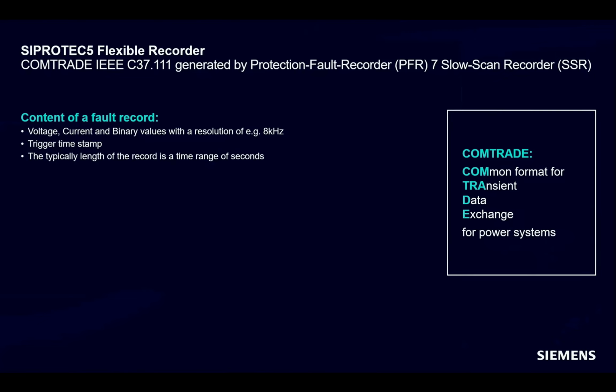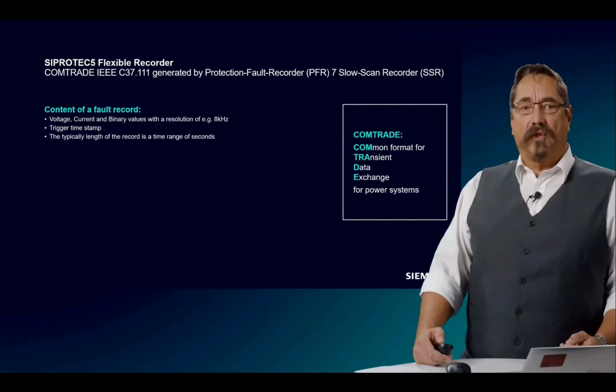By the way, a fault record in COMTRADE format consists of at least two files. File number one covers the measured time series. It has a file suffix .dat. And the second file describes the structure of that .dat file with the suffix .cfg.